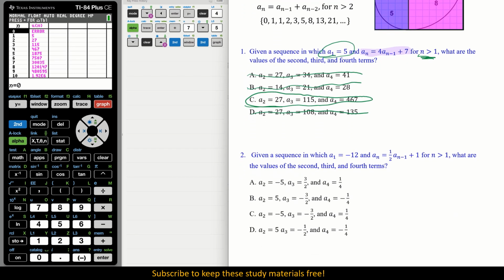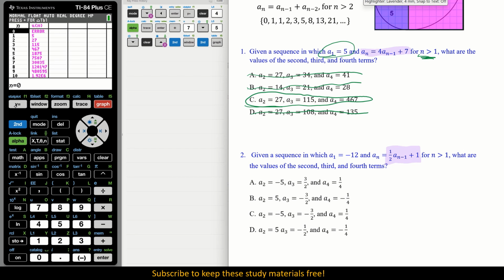Given a sequence in which a sub 1 is negative 12, and here is what we need to enter. Okay, here's our given sequence formula, and n is greater than 1. What are the values again of the second, third, and fourth terms?